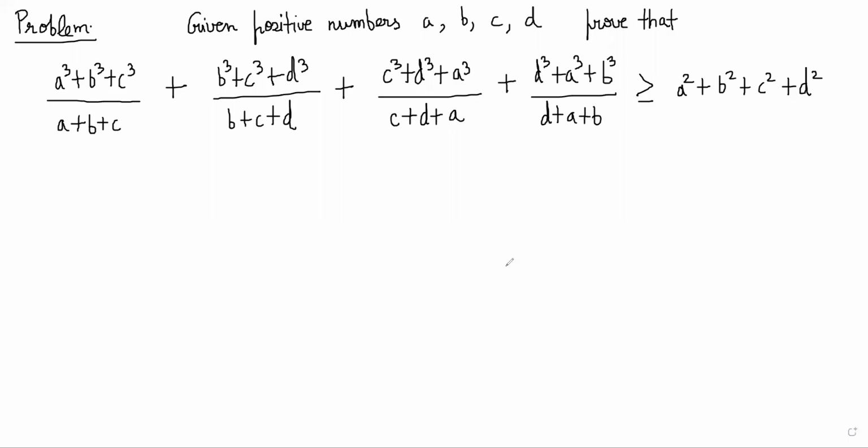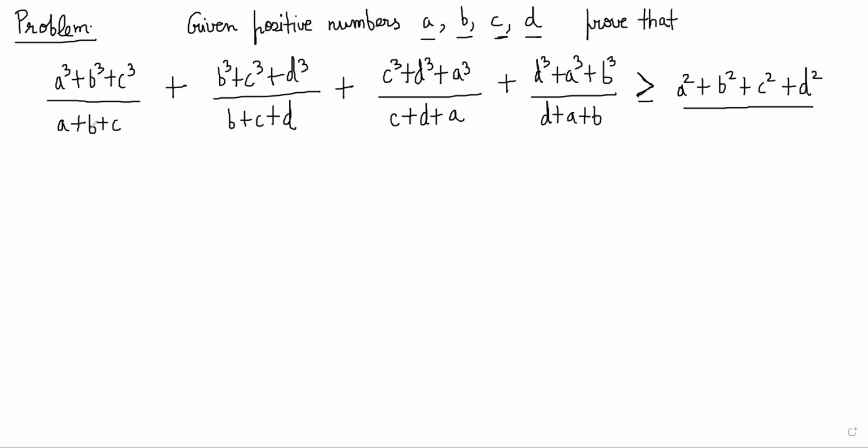Hi. In this problem, we are going to look at a very interesting inequality problem. Given positive numbers a, b, c, d, we have to prove that (a cube plus b cube plus c cube) by (a plus b plus c), plus there are terms like this. There are four terms: (b cube plus c cube plus d cube) by (b plus c plus d), and so on, is greater than or equal to a square plus b square plus c square plus d square. So, let's think about how we will approach this problem.